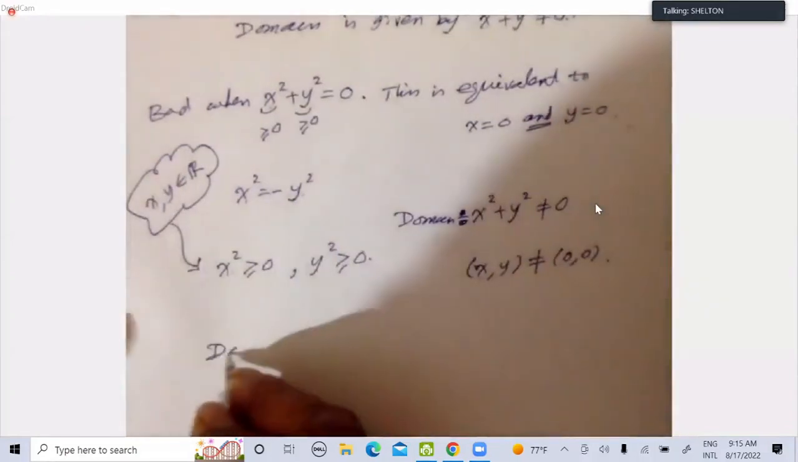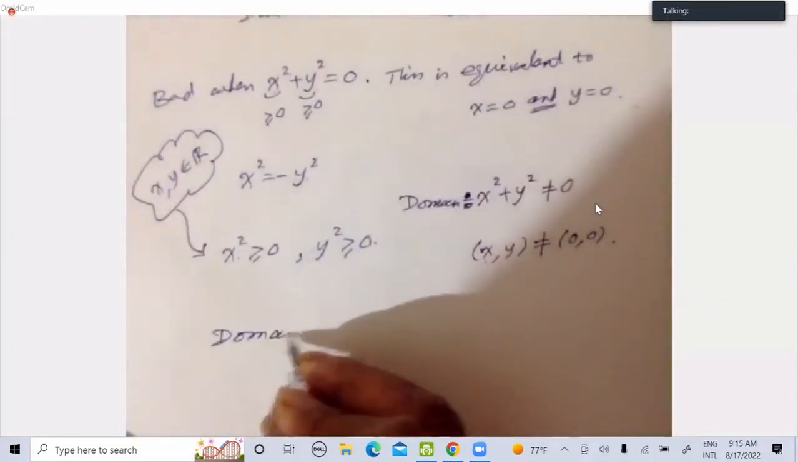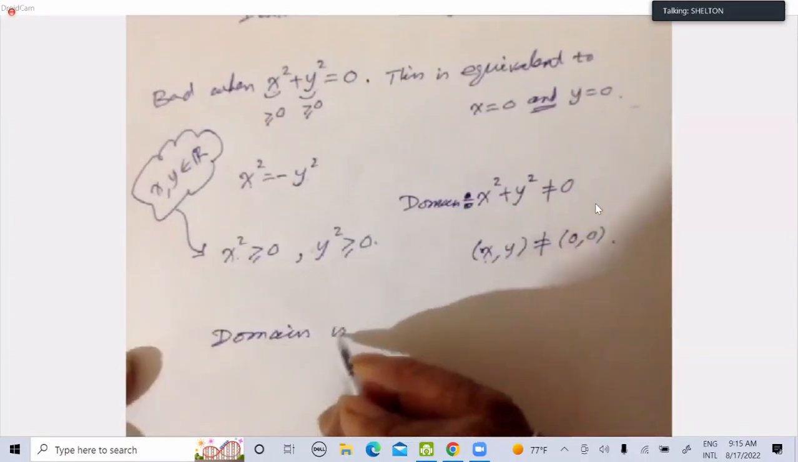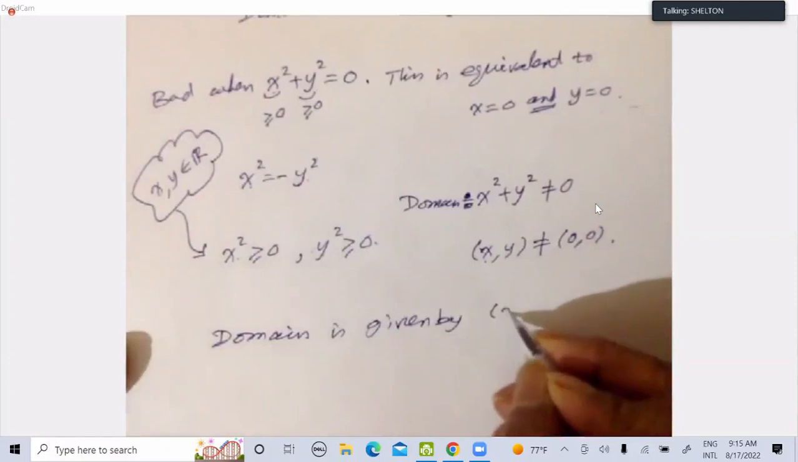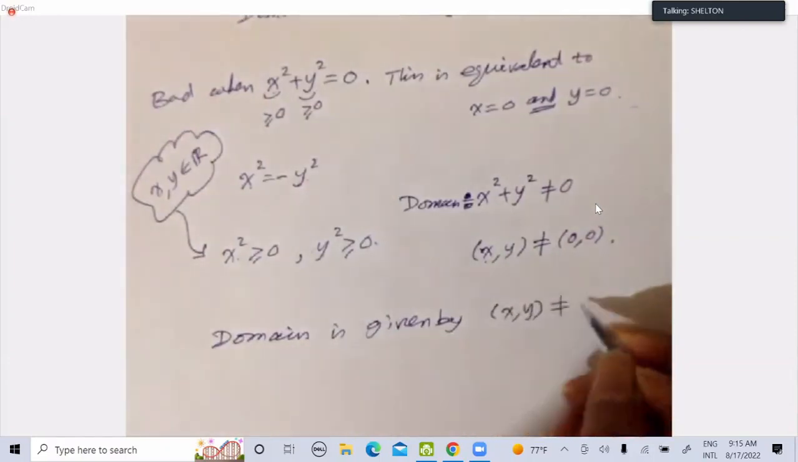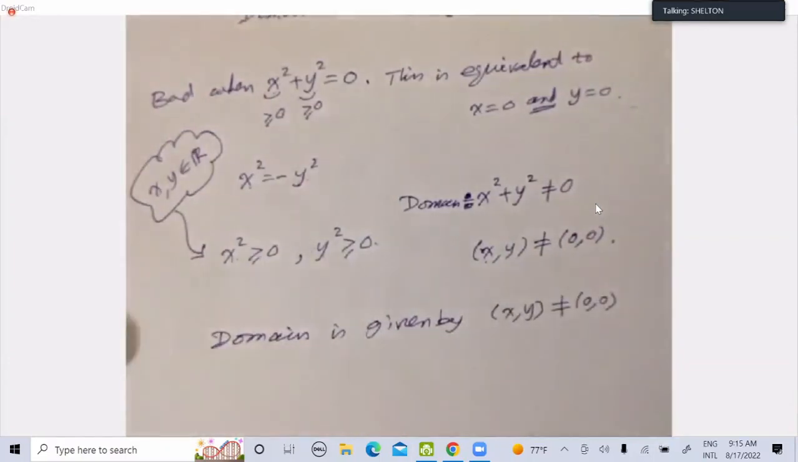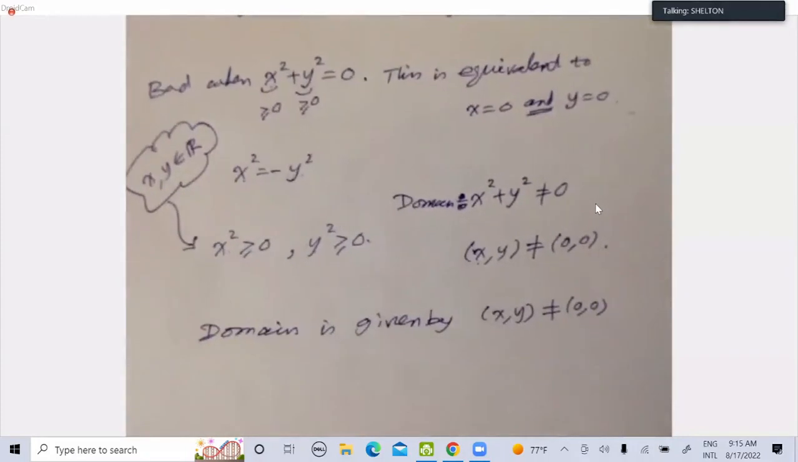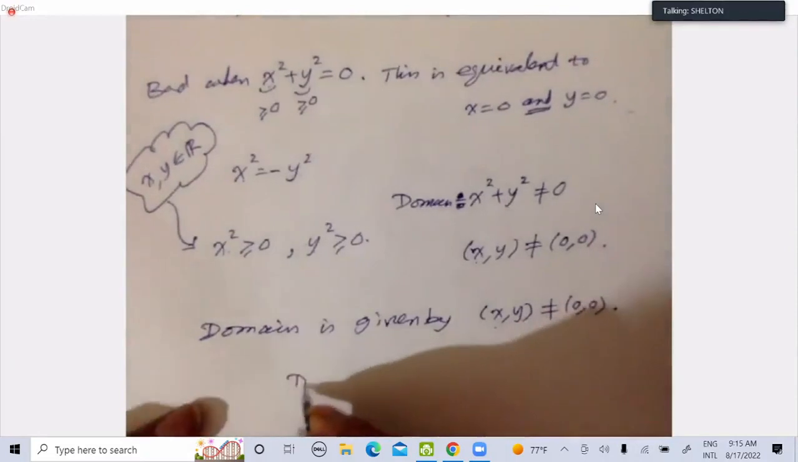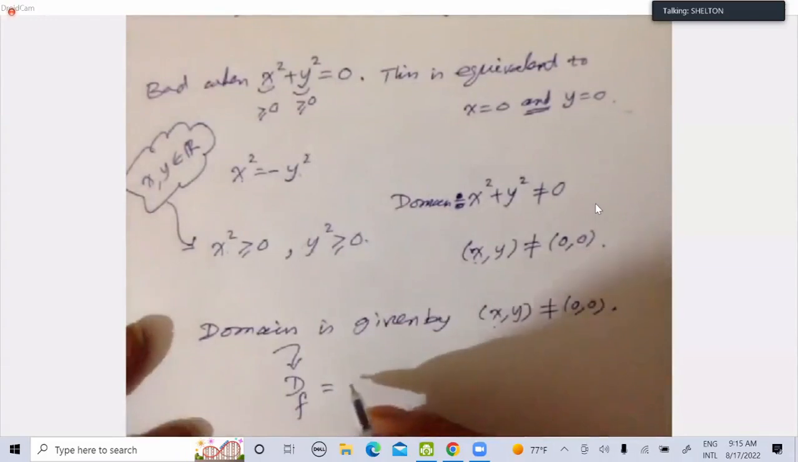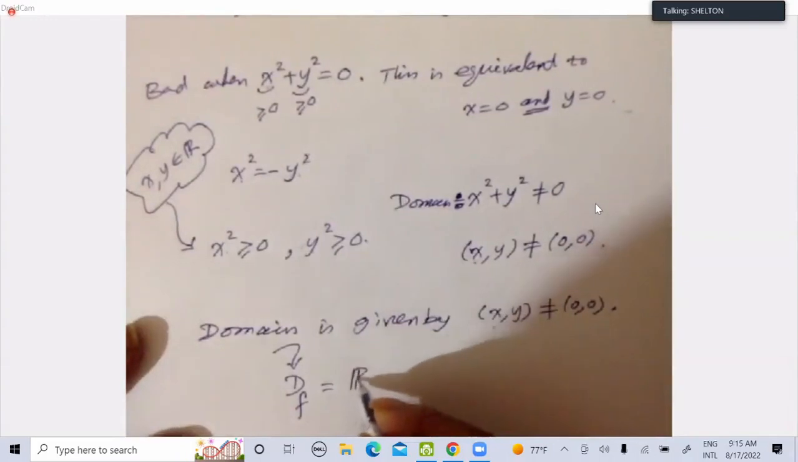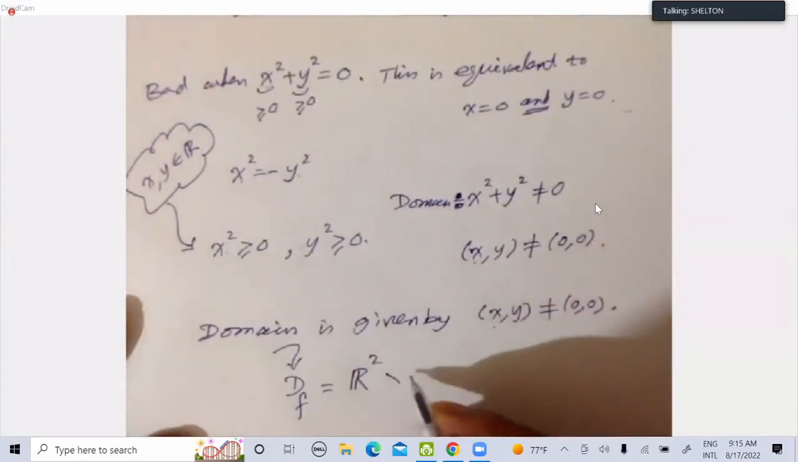So domain is given by x comma y not equal to 0 comma 0. It's like 1 over x. Domain is given by x not equal to 0. But here x comma y not equal to 0 comma 0. D of f, domain of f is equal to, you can say, R2, the entire plane x comma y minus the point 0 comma 0.